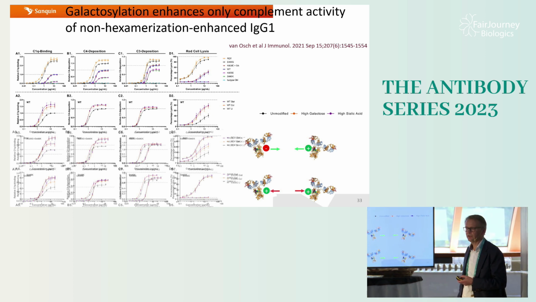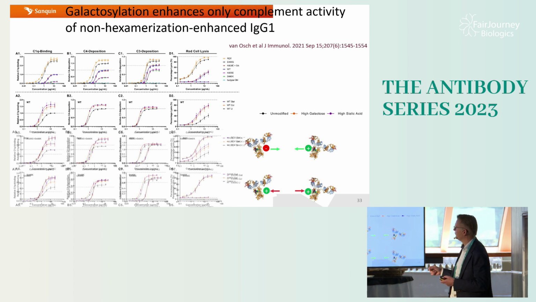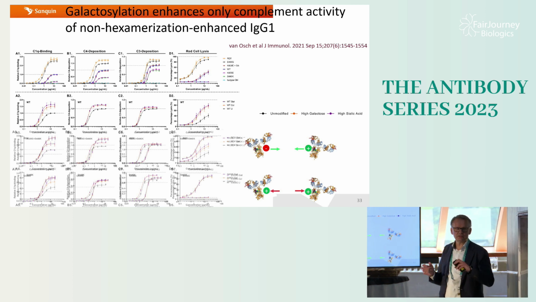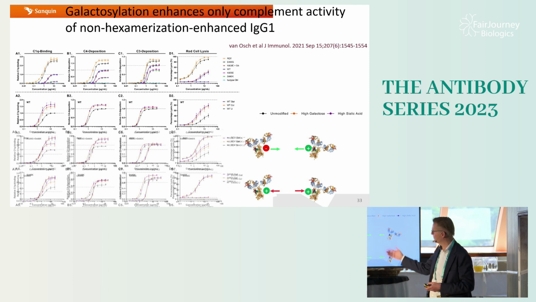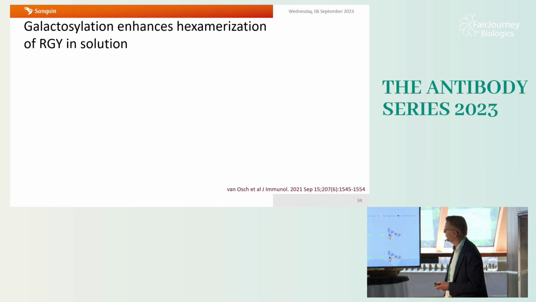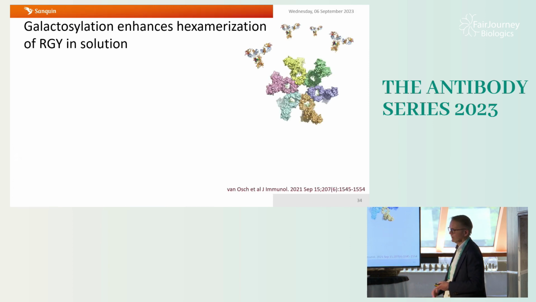So what we think is happening is that galactose is not enhancing affinity or changing the conformation in such a way that C1q has an intrinsically higher affinity, but it's promoting a better hexameric formation on the surfaces, which obviously RGY has no benefit of.